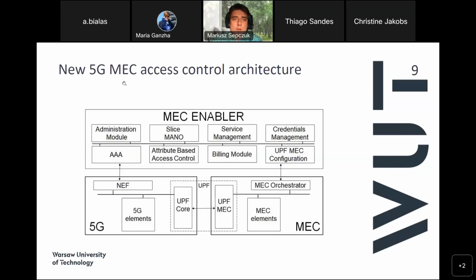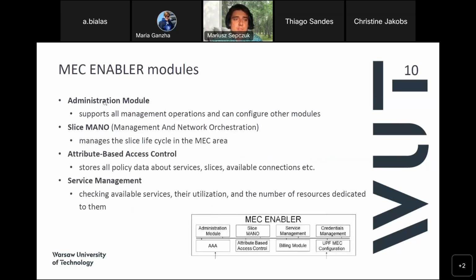And now I would like to focus in a few minutes on the modules which are included in the MEC enabler. The first module is called the administration module, and this module supports all management operations and can configure other modules in the MEC enabler.